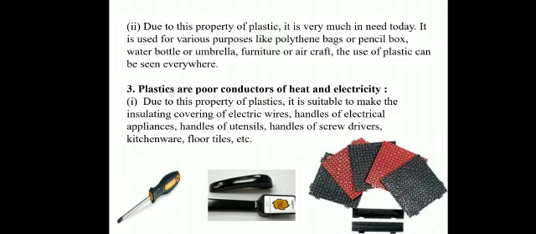Suppose there was a screwdriver. The head of that screwdriver has a plastic coating, something green or black in color. That is plastic, and it does not conduct any kind of electricity. The handles of cookers and pans are made of plastic, because the pan conducts heat but the handle does not conduct heat. So the handles are made of plastic, which is a bad conductor of heat. So we can say that plastics are poor or bad conductors of heat and electricity.